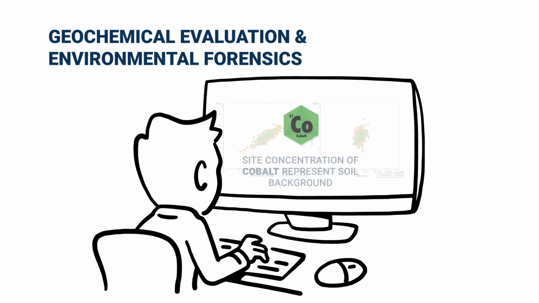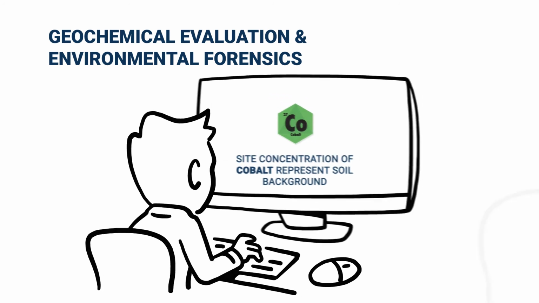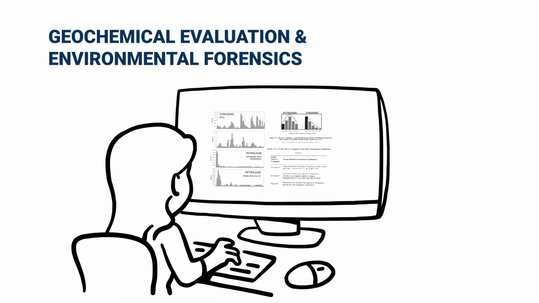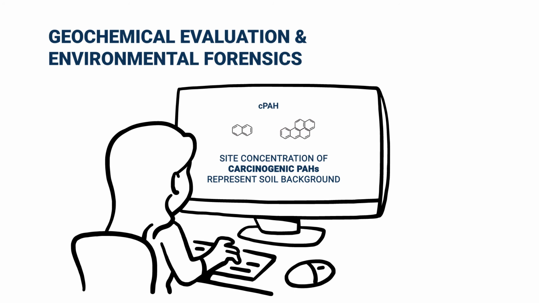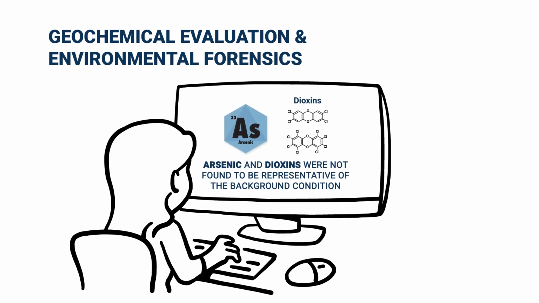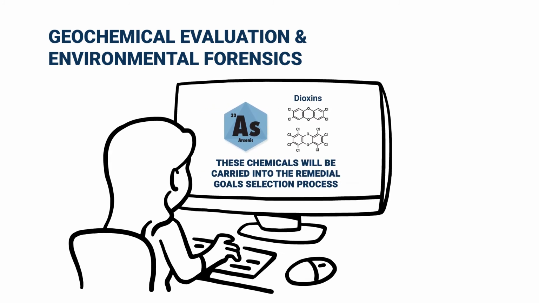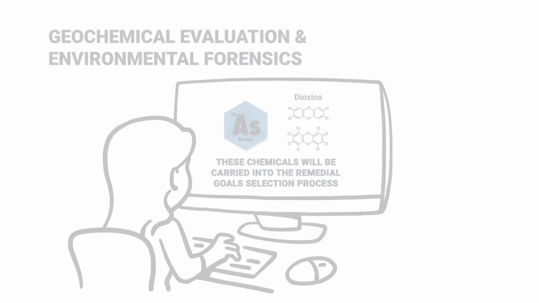As a result of the geochemical evaluation, cobalt was found to be representative of background. As a result of the environmental forensics evaluation, CPAHs were found to be representative of the soil background condition. Arsenic and dioxins were not found to be representative of the background condition. Therefore, these chemicals will be carried into the remedial goals selection process.